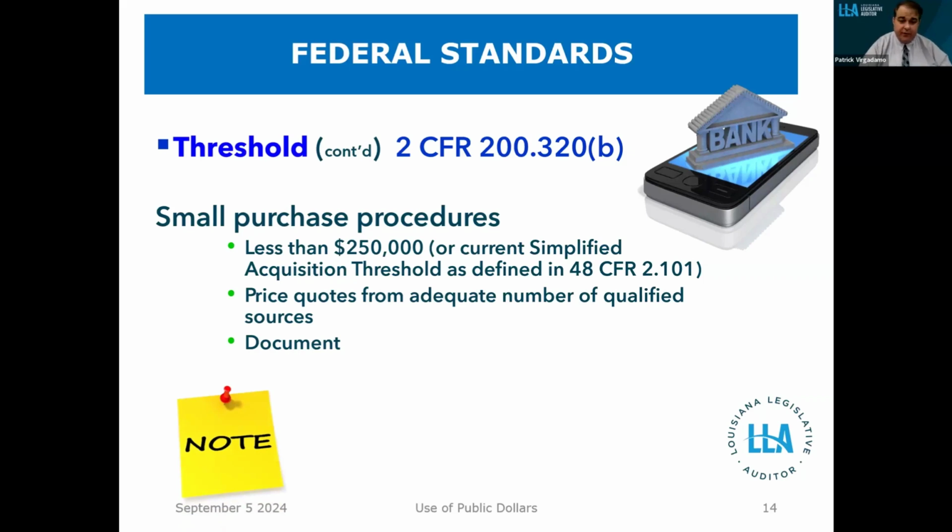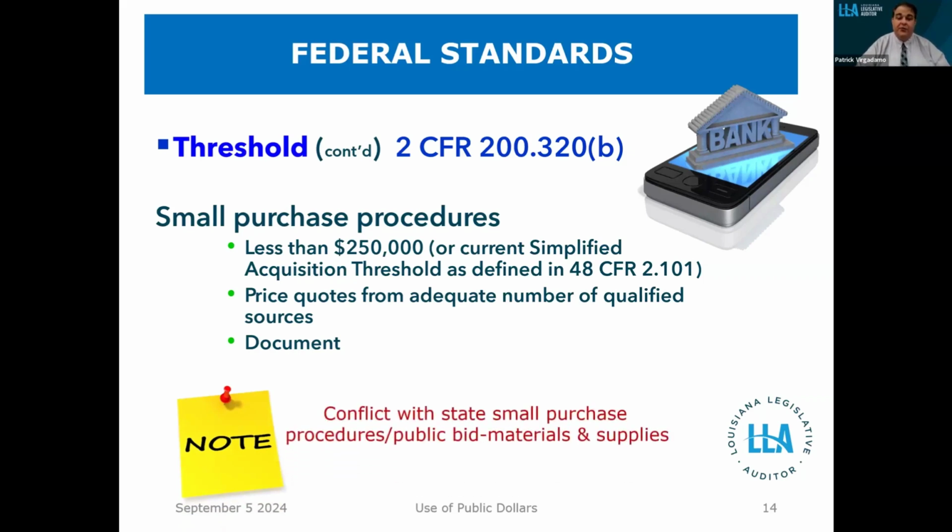It is important to note, again, state public bid law requires anything over $60,000 to be bid out. So even though the federal law may still put this as a small purchase, because you're also subject to the public bid law, you have to comply with its requirements for those things over 60.